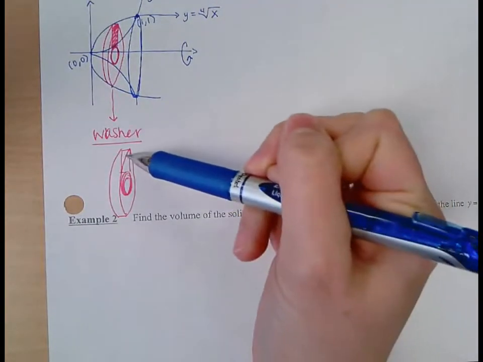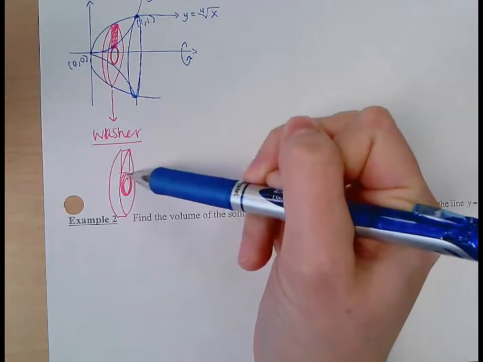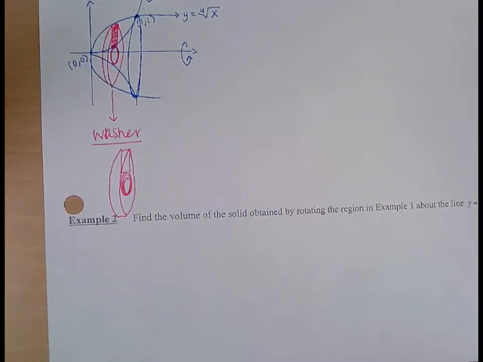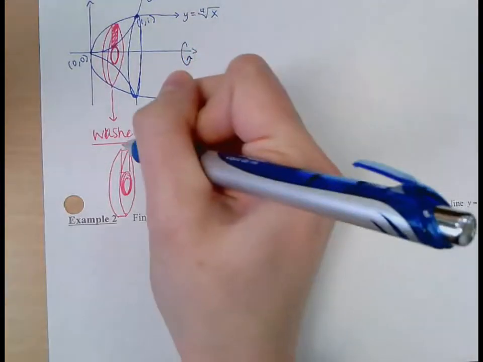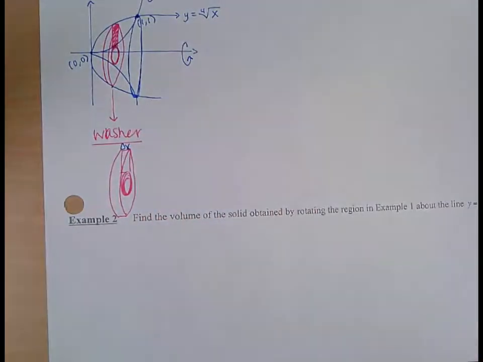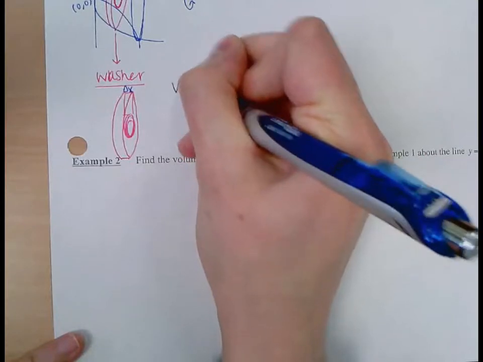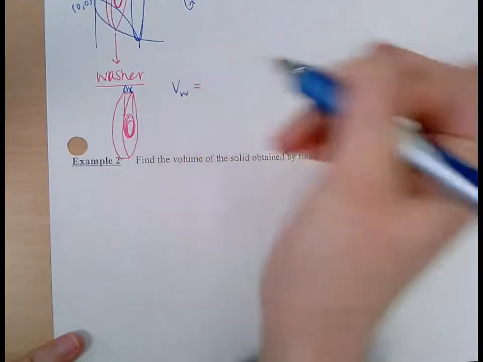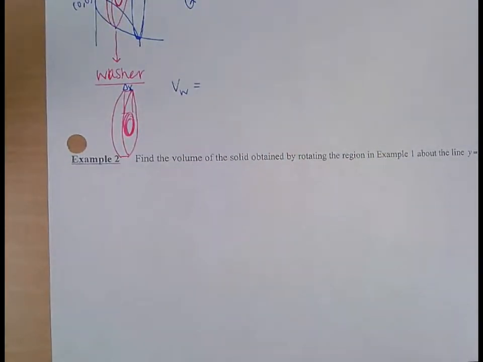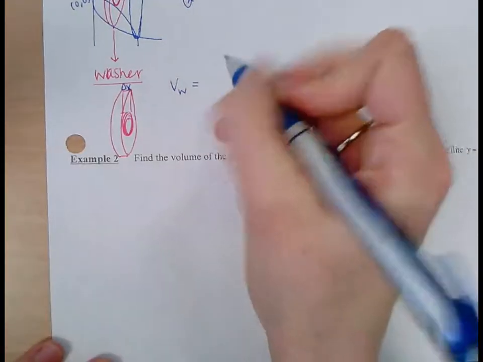So the area of the cross-section is a circle with another circle cut out of it. So it's the area of the larger circle minus the area of the smaller circle, and then multiplied by the width, which is still delta x in this case. That's what gives you the volume. So I'm going to write down here V sub W for the volume of the washer. I'm going to write it a few different ways just so you understand it different ways.